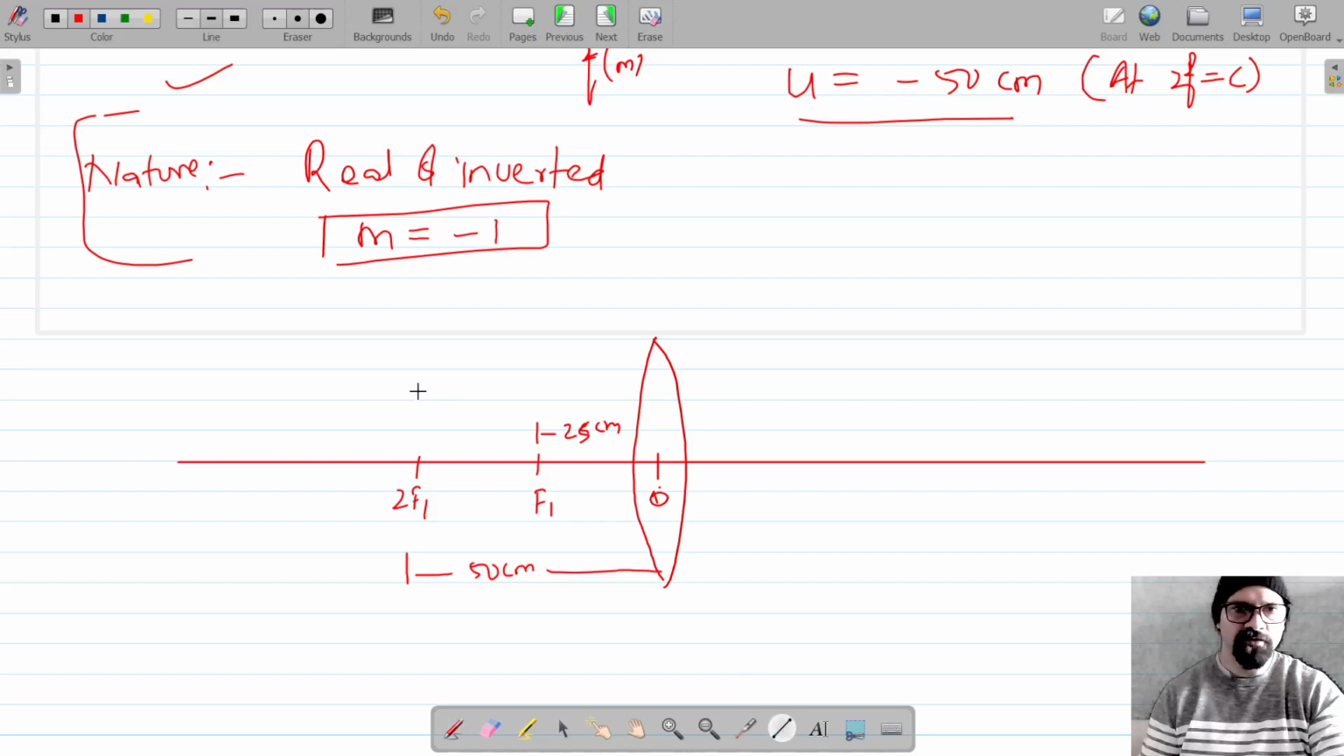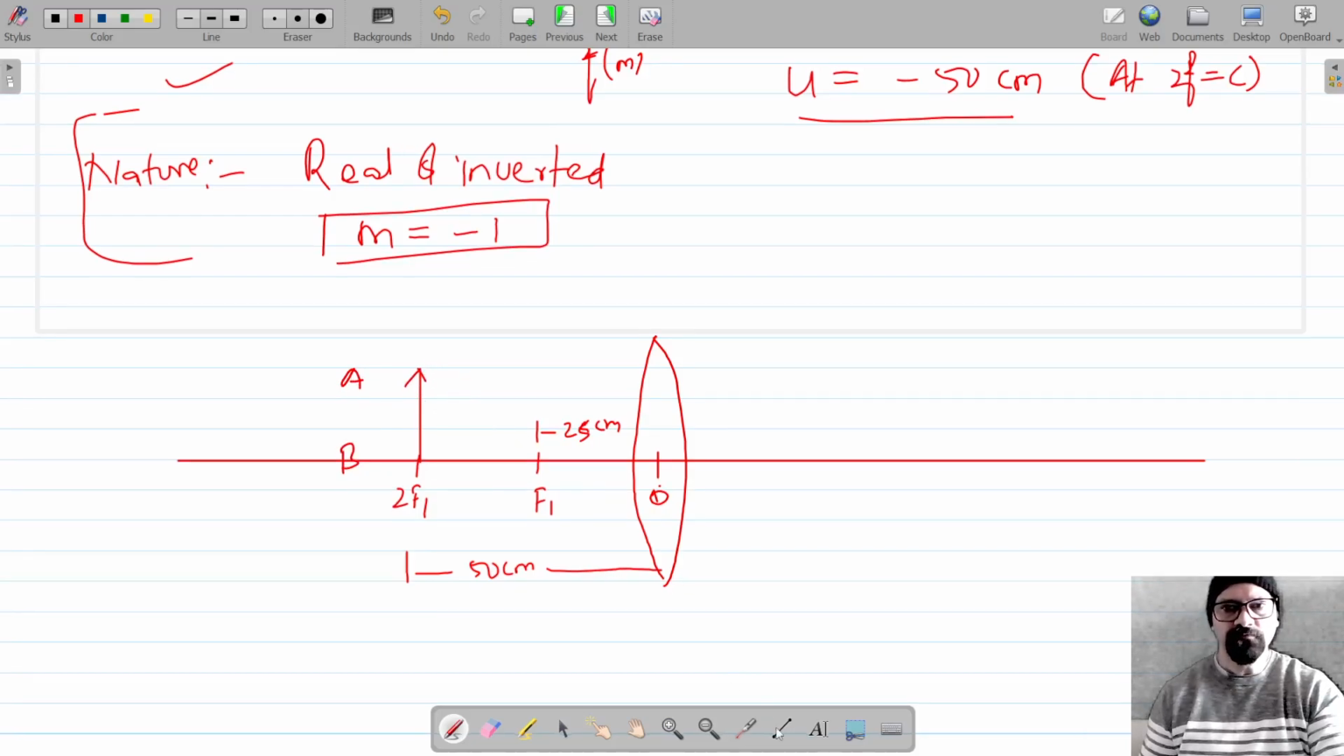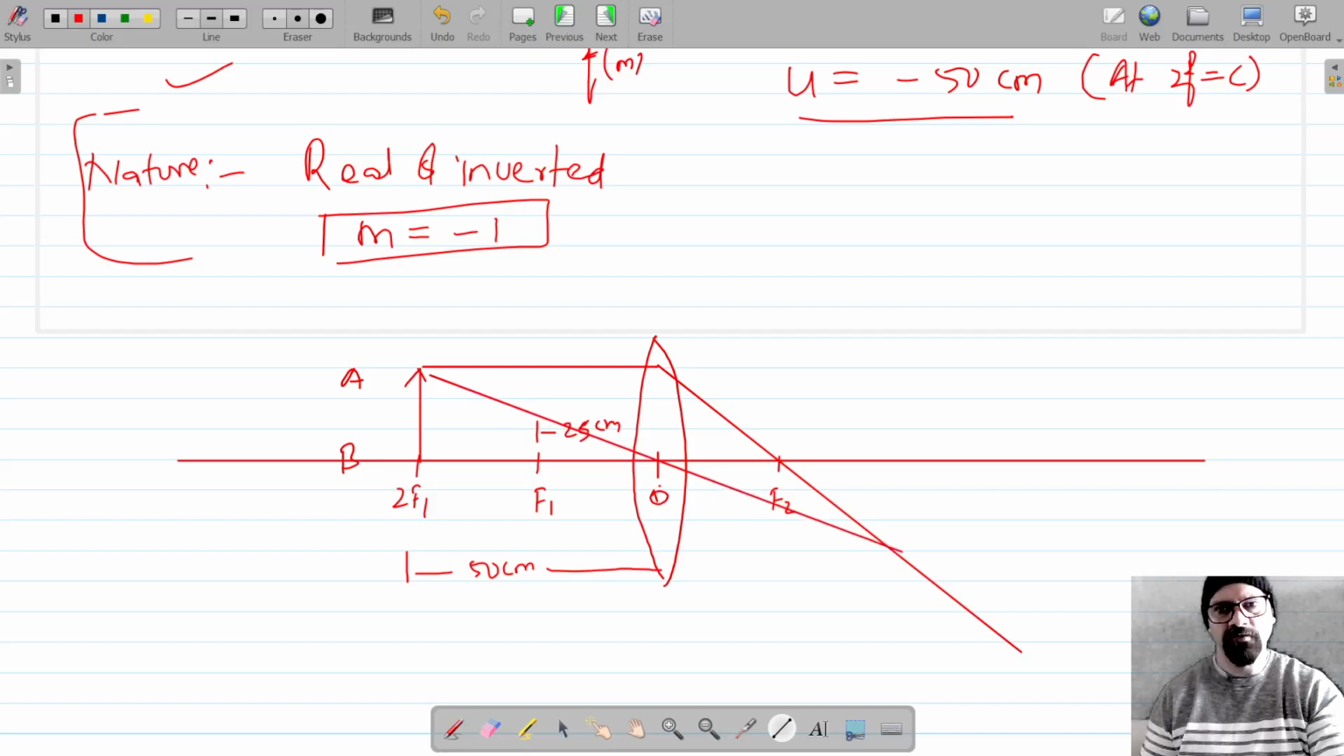So let this be the object placed here, and its arrow is pointing upwards. AB is the object. Now the ray of light that goes parallel will go through the second principal focus. Let this be F2 on the other side. Now the ray of light that passes through the optical center will meet it here.